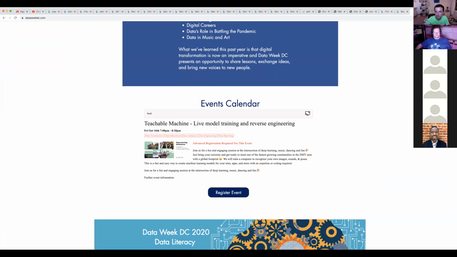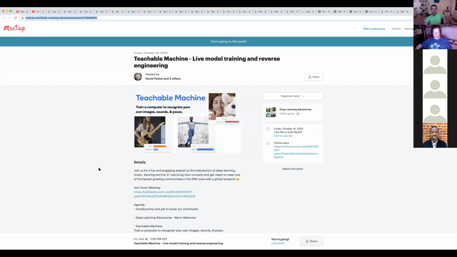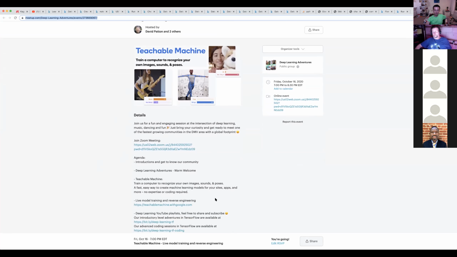So we'll have a fun event around teachable machines. We'll be using a resource from Google called Teachable Machine, and we'll be using 3 models: a computer vision model, an audio model, and a pose estimation model. We'll be doing live training. We'll also be looking at the model that is built in your browser as you run this training in real time. We did it last time during a happy hour, and we thought it would be a great idea to do it again as part of Data Week DC.